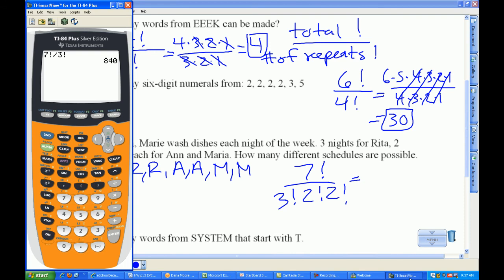Okay, this can get nasty, so let's just put it in the calculator. Clear this one out. 7, math, go over to PRB, hit 4 or arrow down to factorial, divided by, now I'm going to do parentheses because I have multiple things on the bottom, 3, math, PRB, factorial, times 2, math, PRB, factorial, times 2, math, PRB, factorial. Close the parenthesis up, and you get the answer 210.